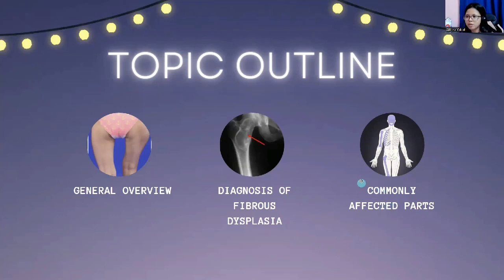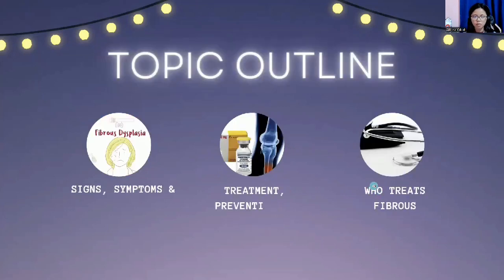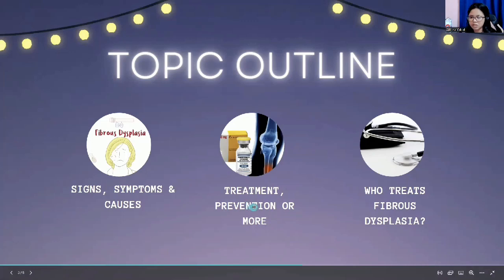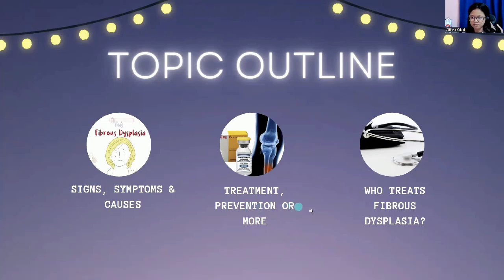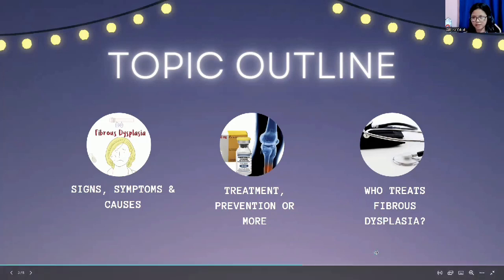And next one is the commonly affected parts. Kung ano lang nga ba yun naaapektuhan na bone dito sa condition na ito. And next one is what are the signs and symptoms and causes of this bone condition, which is the fibrous dysplasia. And next one is we're gonna talk about yung treatment, prevention, or more. Kung natitreat ba siya by medicine. And lastly, who treats fibrous dysplasia? What kind of doctor that we will seek if yung individual meron na to. So let's start.